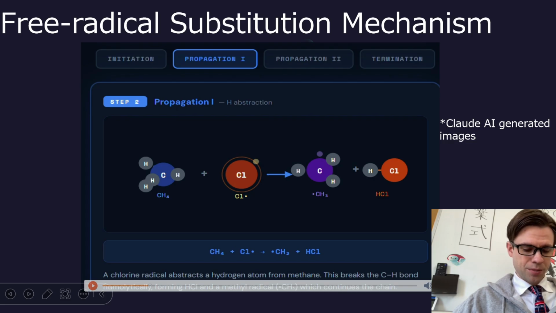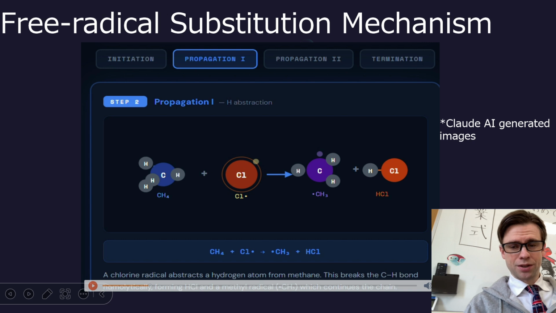So it pulls off a hydrogen, but that will leave a radical on our alkane then. The radical still has to be somewhere because of conservation of mass and particles, right? If there was a radical on the Cl to start, it must go somewhere. So it ends up on the alkane. This is why it's propagation. We started with a radical and we finish with a radical.